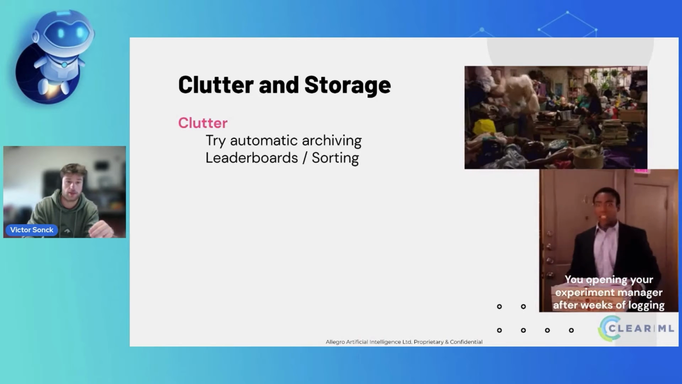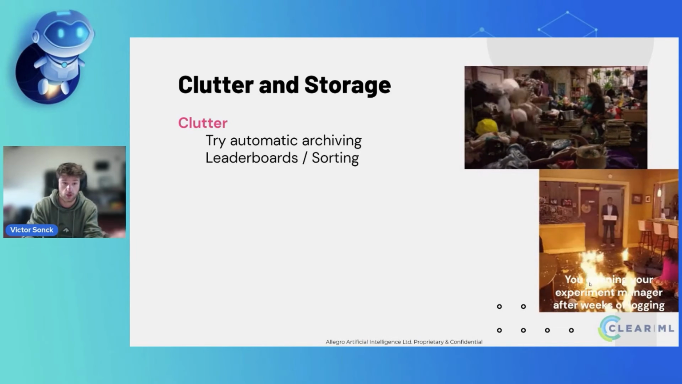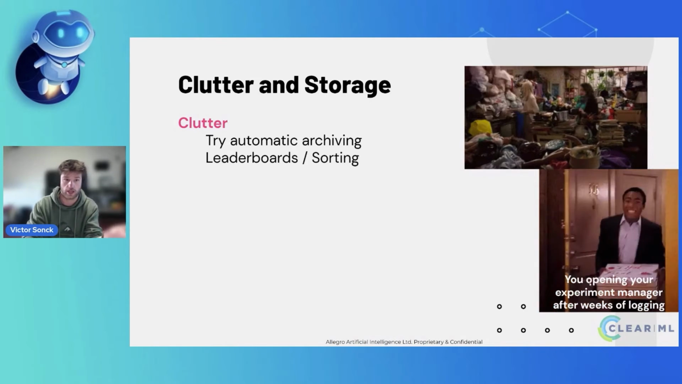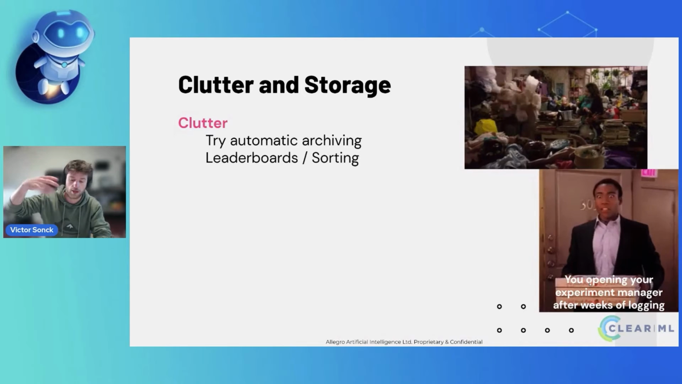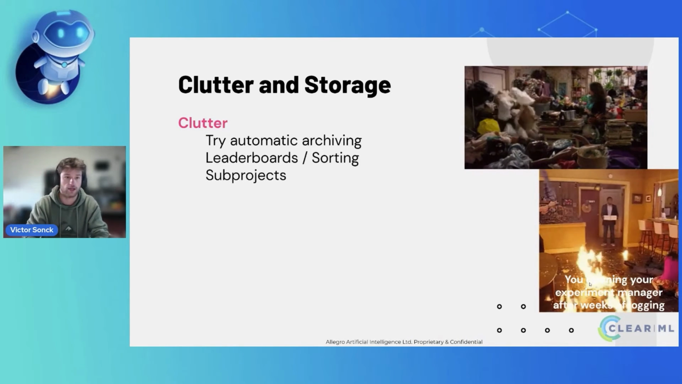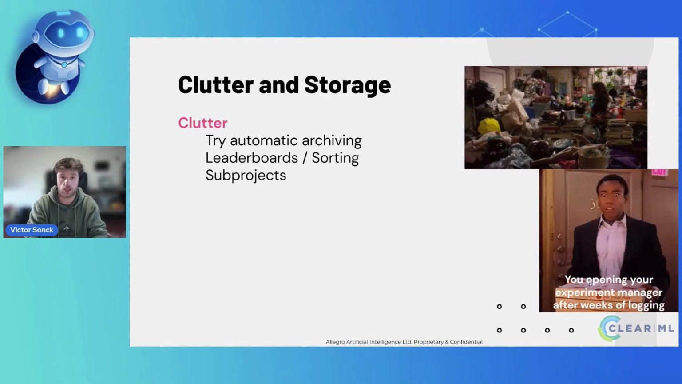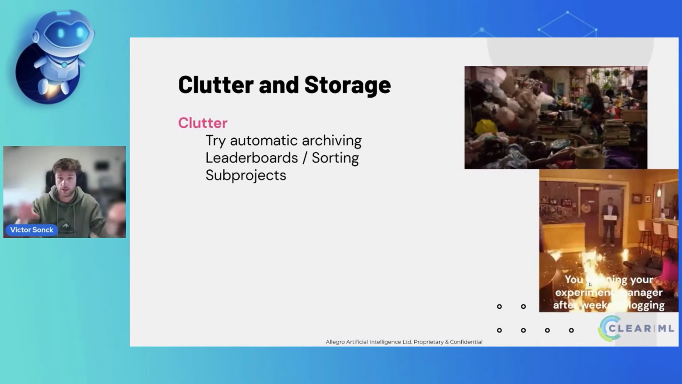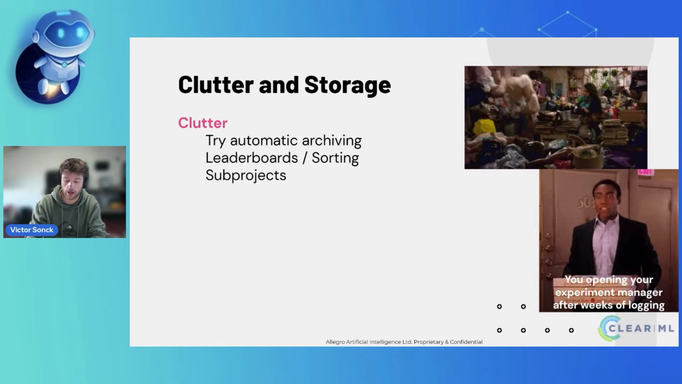And what you can do about that is organizing. So you have automatic archiving, for example, that you can set up once and then use. You have leaderboards or sorting. Leaderboards, I mean, you can just set it to the highest accuracy first, and it'll be nice and clean, right? You also have subprojects. So you have projects, subprojects. In ClearML, you can use subprojects to keep track of different phases of your experiments, which also, again, keeps things nice and tidy. And then you have tags and filtering.